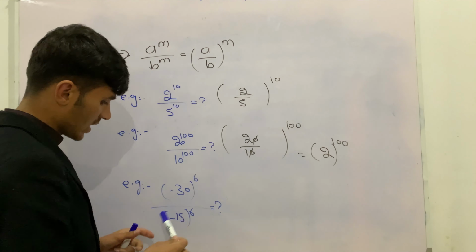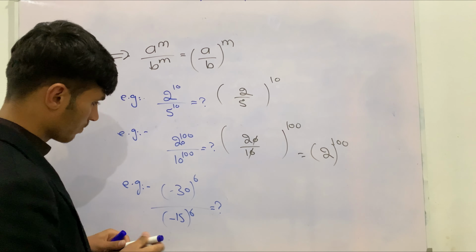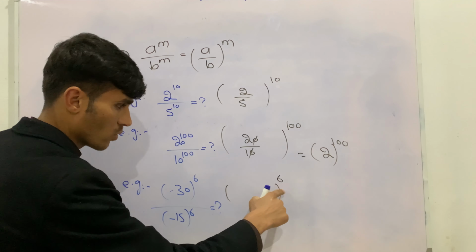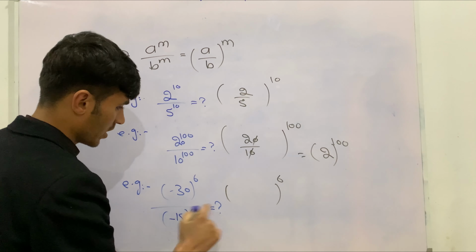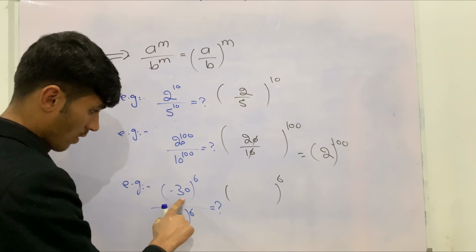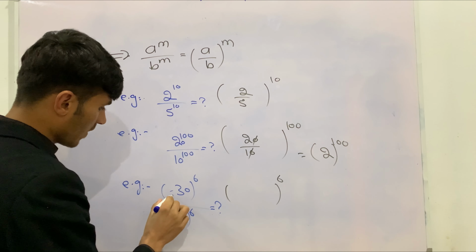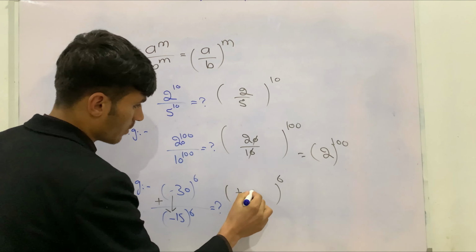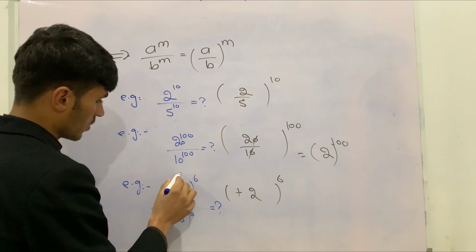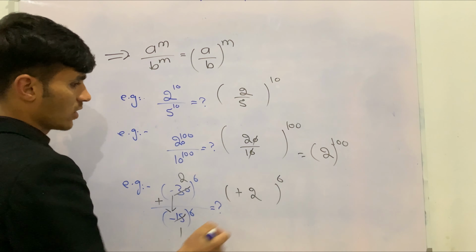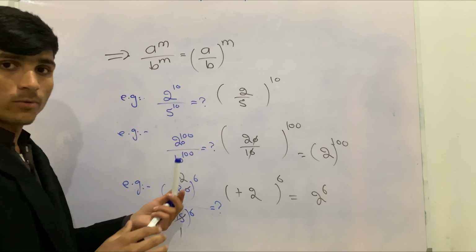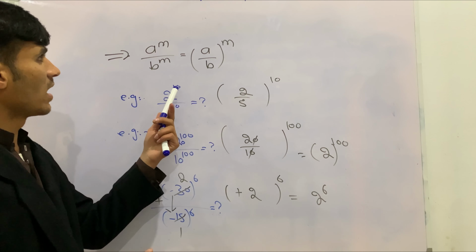Look at the next example, okay? Take a parentheses, taking just the same exponent, and negative 30 divided by negative 15. Negative into negative becomes positive, okay? 30 divided by 15 becomes 2. 2 divided by 1 equals 2. It is equal to 2 to the power 6. I hope you got it. This was the next law.